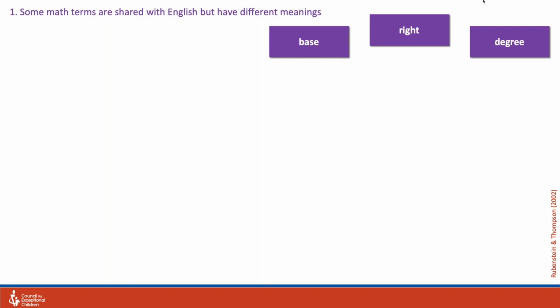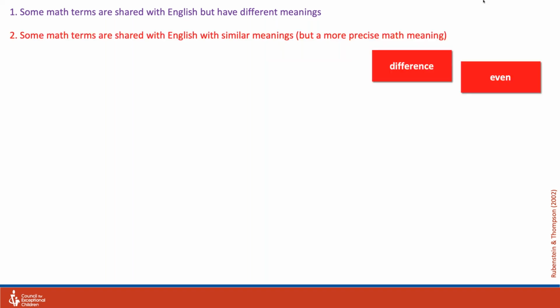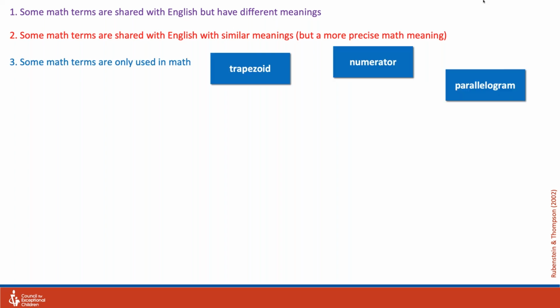And they point out that there are math terms that may also be featured in what we would think about as general English, but they have different meanings. So if I'm thinking about base in math, that's different than if I'm thinking about touching a base when I'm running the bases, playing baseball. There are math terms that are shared with English, but with similar meanings. So I may ask what's the difference between summer and winter. That's a slightly less precise meaning than what is the difference between 9 and 5.